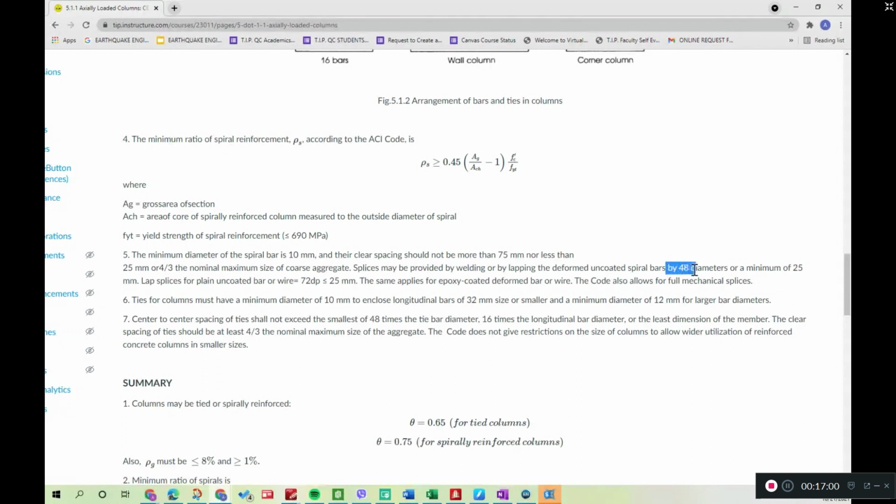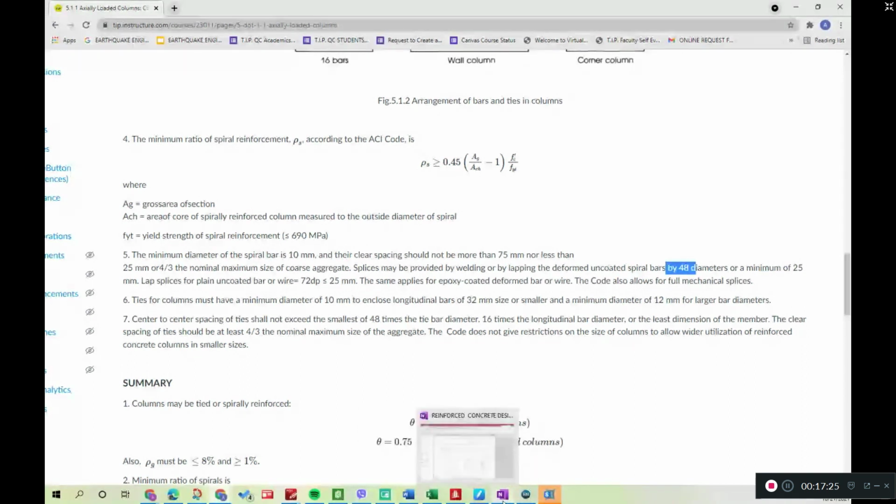And we'll have an example for this. Lap splices for plain uncoated bar or wire, 75 of the diameter of the steel bar or wire. The same applies for epoxy coated deformed bar or wire. So the code also allows for full mechanical splices. Now, have you seen full mechanical splices?